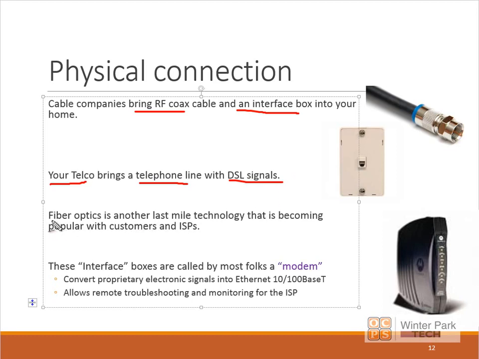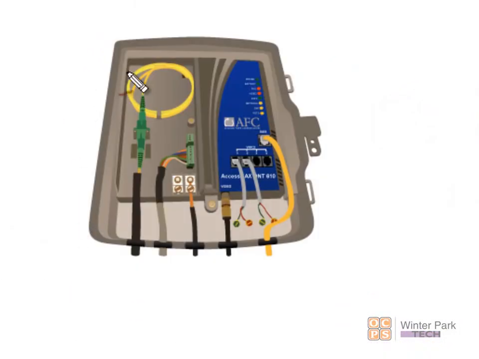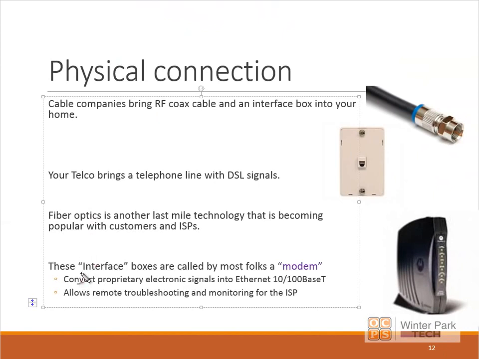It's becoming popular to bring fiber optics as another last mile technology. And that is very popular with customers and ISPs. It brings tremendous bandwidth to the home. This is an example of a box that you would see on the outside of your home where they're bringing fiber optics into your house, and then an interface box that brings television, internet connection, etc. into your home.